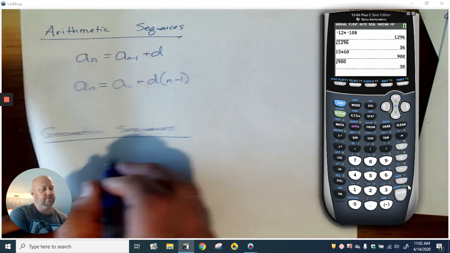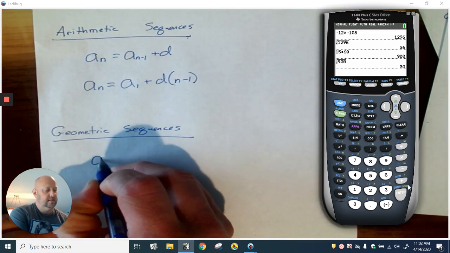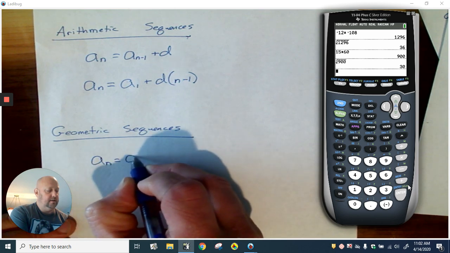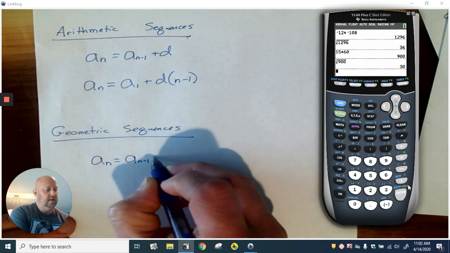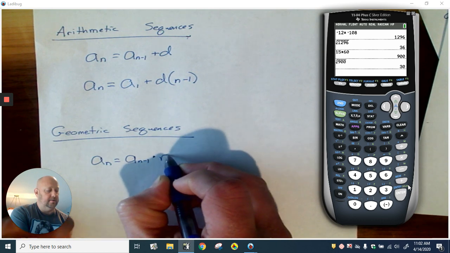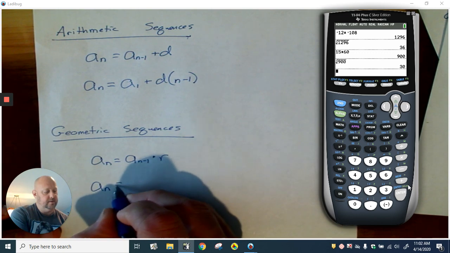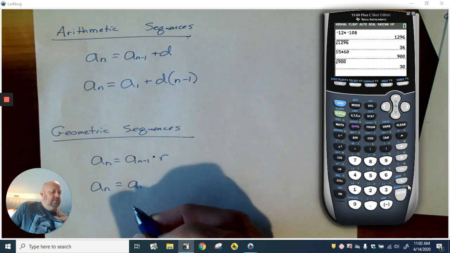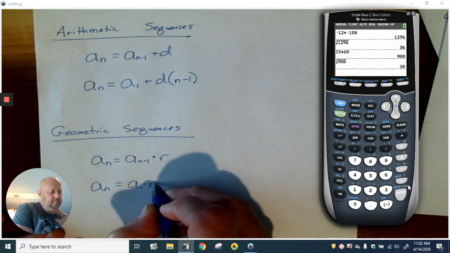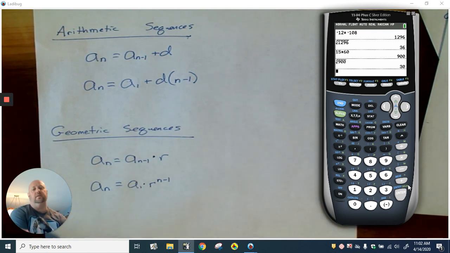So now my two formulas for geometric are similar. I can find any term by taking the term before it and now multiplying by r, or I can find any term by finding my first term and multiplying it by r raised to the n minus 1 power. Okay? And again, arithmetic sequences have to be addition from one term to the next, and geometric sequences have to be multiplication. Okay?